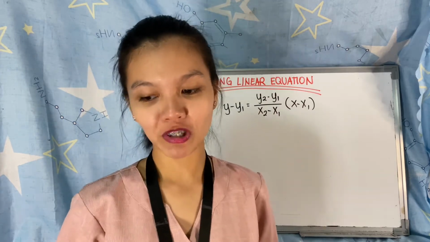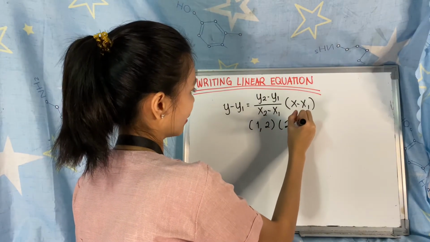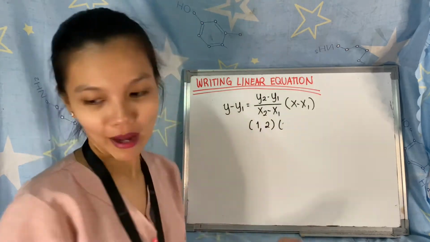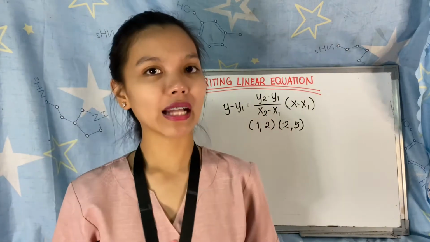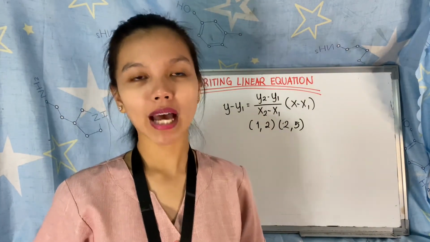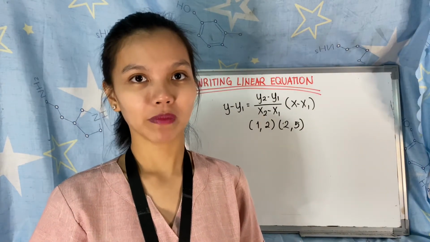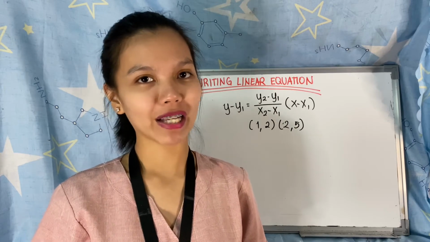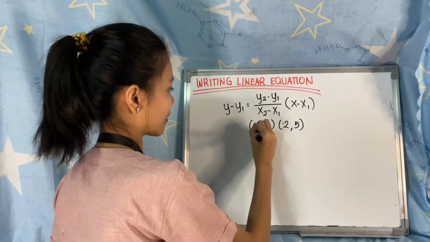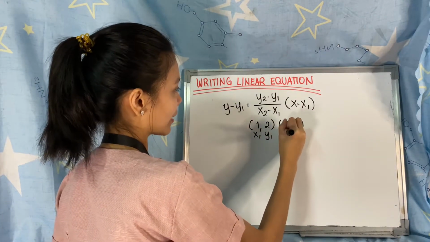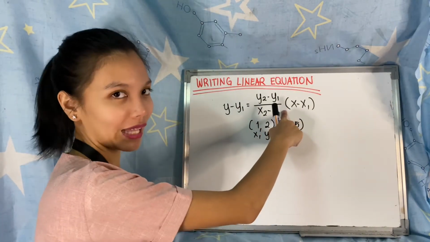So, we have first example, we have 1, 2, and 2, 5. So, yan daw yung given natin na 2 points. So, paano natin malalaman yung equation na pa-line natin kung 2 points lang yung given? So, you will just substitute the values of x sub 1, y sub 1, x sub 2, and y sub 2. So, ito yung magiging x sub 1, y sub 1, x sub 2, and y sub 2. So, isa-substitute lang natin siya sa formula natin.